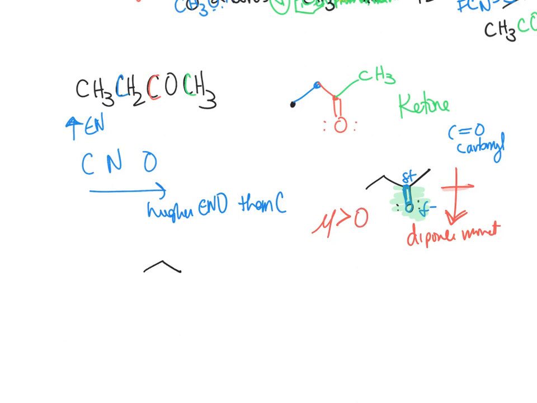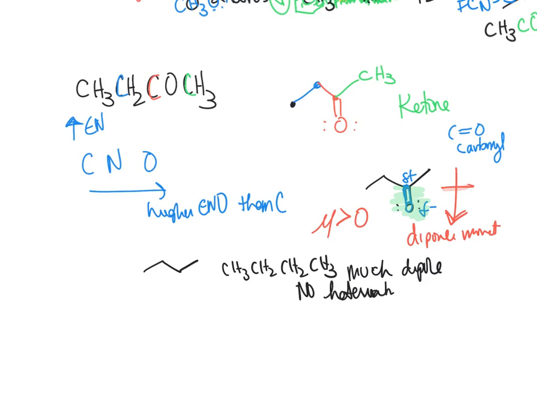Now, a compound like this, which is just butane, CH3, CH2, CH2, CH3, doesn't have much of a dipole. So there's no heteroatom. If you have a heteroatom in your molecule, oxygen, nitrogen, or a halogen, then you need to be looking to assign that dipole, and that dipole, the delta negative, will always be towards the oxygen, nitrogen, or the halogen.